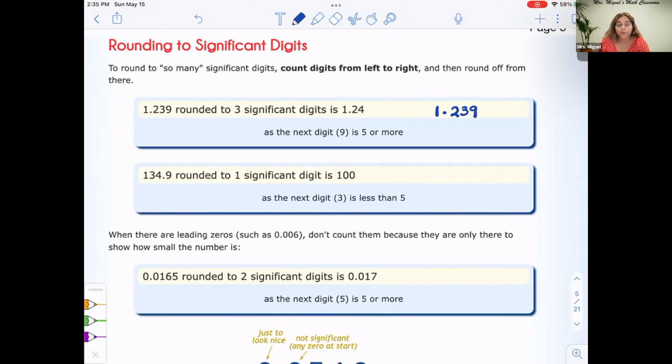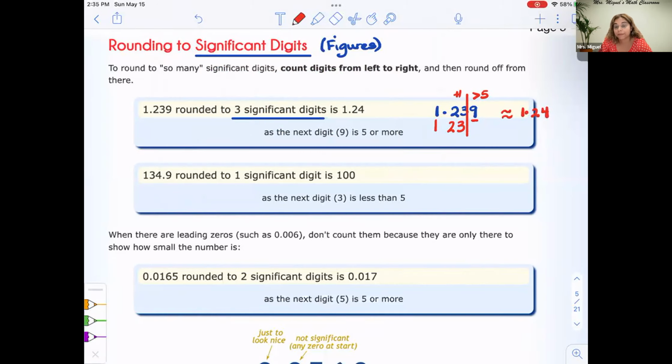1.239. We want to approximate this to 3 significant digits. So 3 significant digits means that your answer must have 3 digits. This is not decimal places. This is significant digits or significant figures. So here we are looking for 3 significant figures. So let's start counting. Well, this number is not 0, so I can count 1, 2, 3. This is my cutoff. This number here is greater than 5, so I add 1.